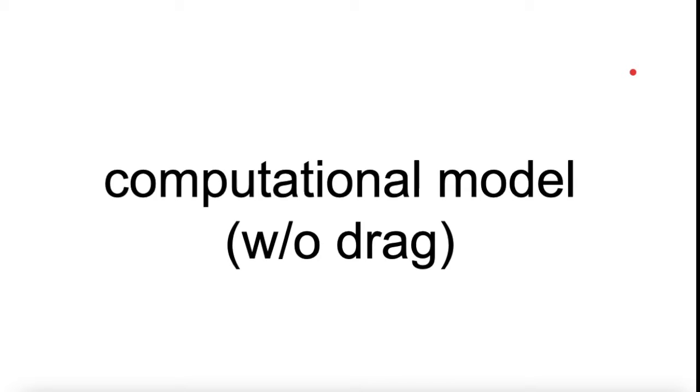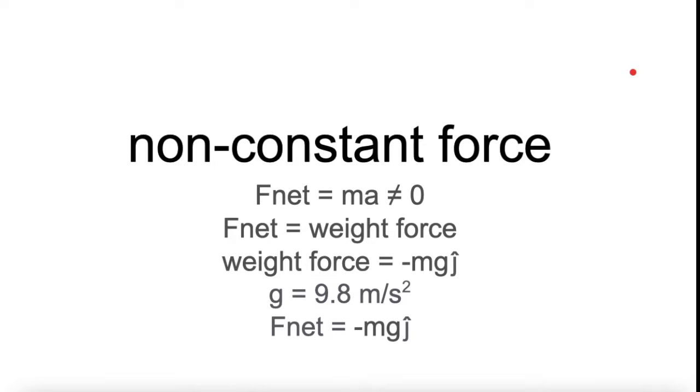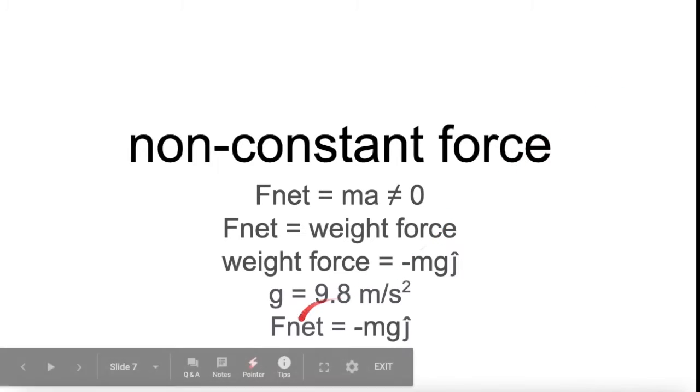So we move on to our computational model, and we don't want to include drag here. So we know that there's a non-constant force. So the net force will not equal 0. In this model, we are observing the weight force, which is equal to the mass times the gravitational constant times j hat, which is in the y direction. So we know that the net force is equal to this.